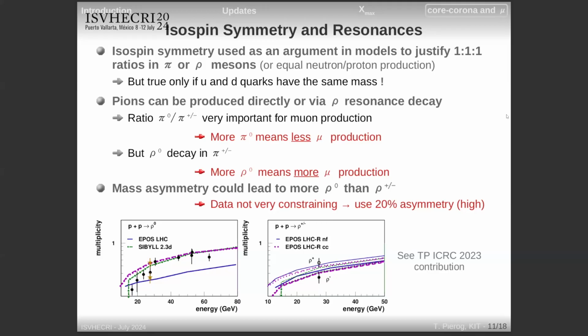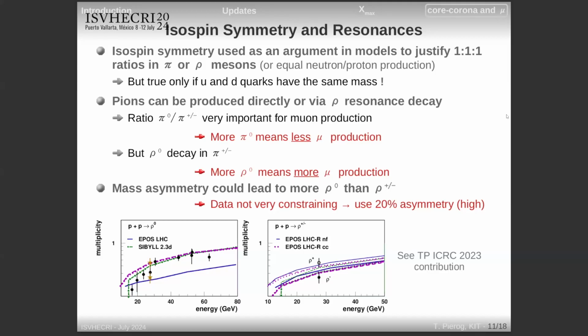If you follow the theory which tells you, okay, you should have isospin symmetry, so you should have 1, 1, 1 for pions or for rhos, then you get at the end the same amount of pi plus, pi minus, and pi 0. And indeed, for pions, it would be very hard to change that. But if you allow the fragmentation to go through the rho resonance, the particle has much higher masses. And then this may allow you to have some asymmetry between the rho zero production and the rho plus or rho minus production.